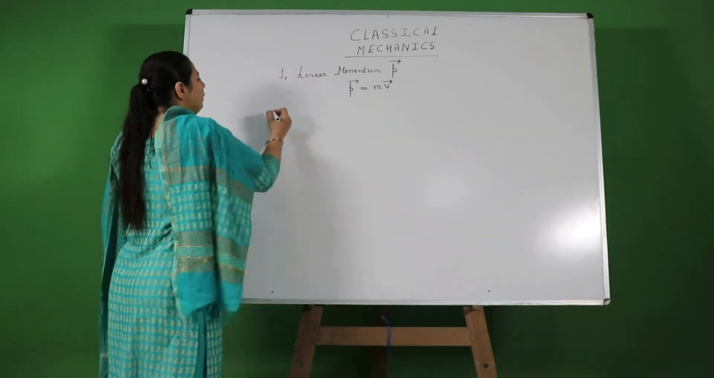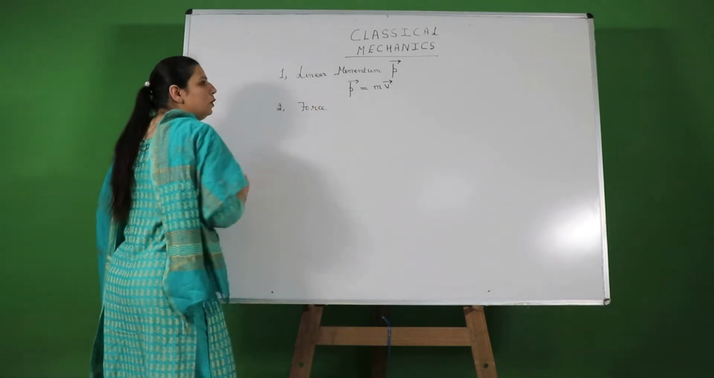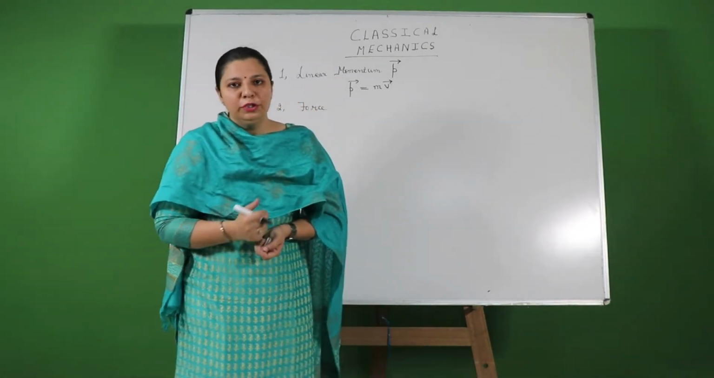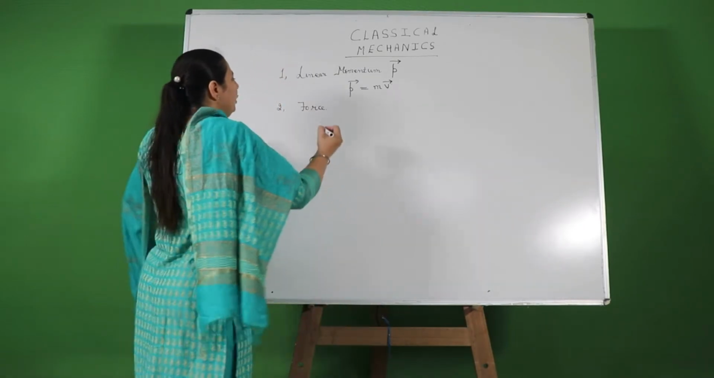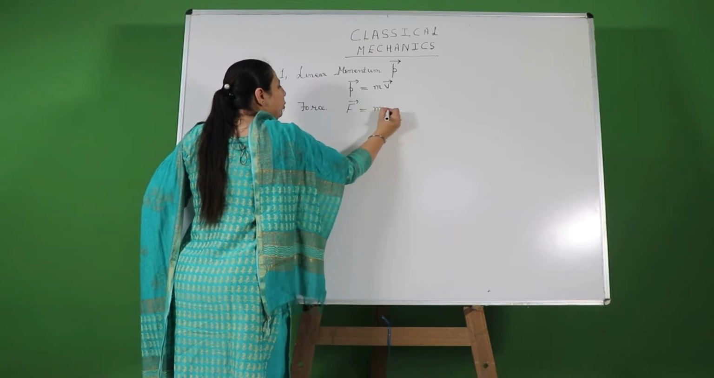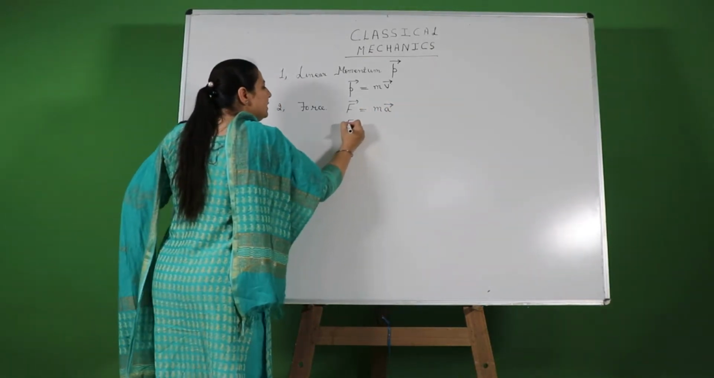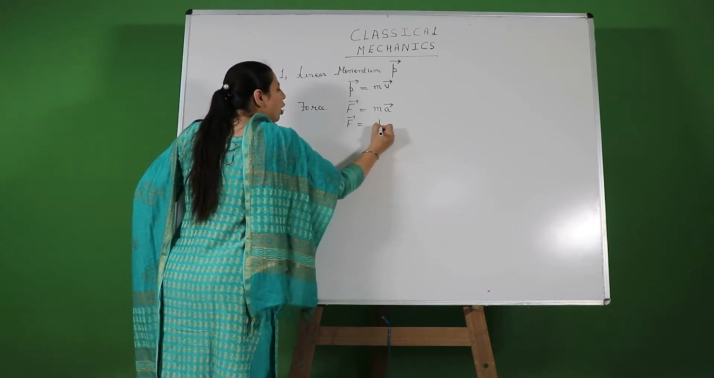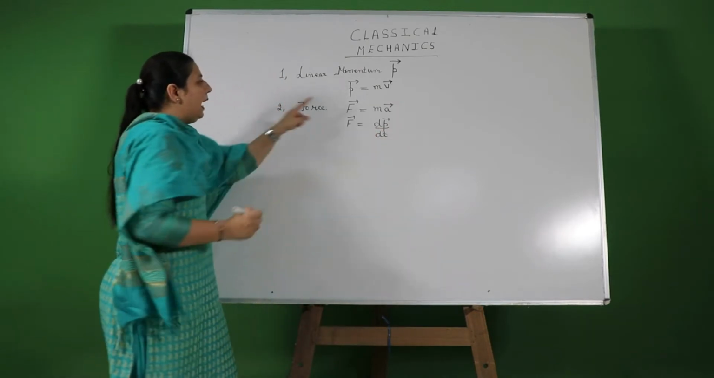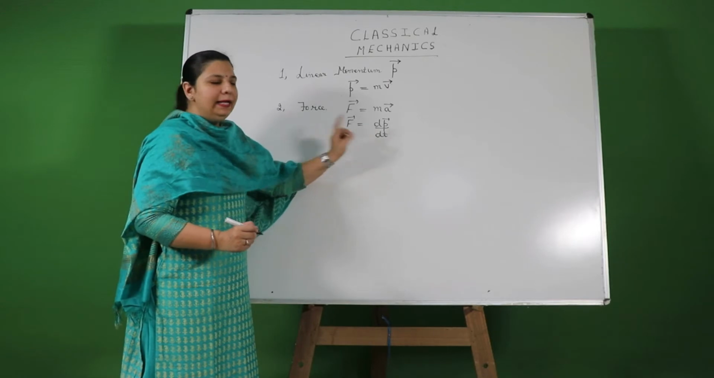Next quantity which is of our interest is force. What is force? Force is basically a push or pull which is responsible for the motion of the body. So you all know that force is given as mass into acceleration, or from Newton's second law, force is given as rate of change of linear momentum. So F is either mass into acceleration or F is dP by dt.